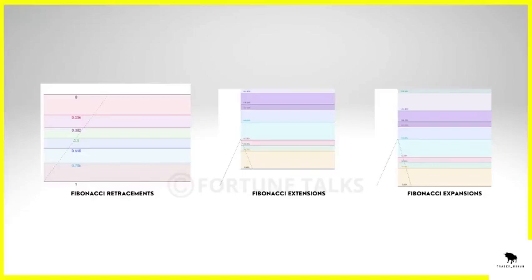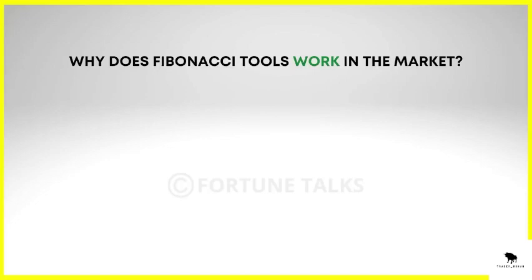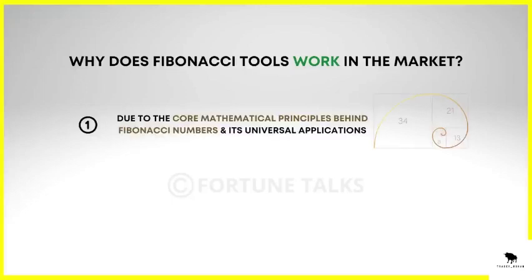But before introducing each one of them in detail, let me tell you the reason why Fibonacci levels work in real market conditions. It could be due to either of two reasons. It may be due to the core mathematical principles supporting the Fibonacci numbers and their relation to natural geometrical structures found throughout nature that makes them work in the financial market.